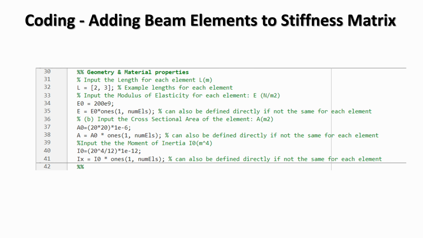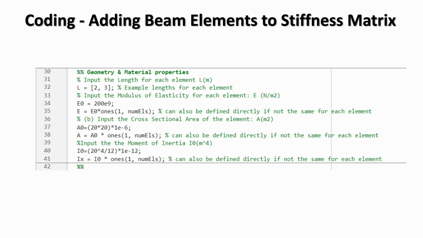On this slide, we define the geometry and material properties for the structure. These inputs are the values used to calculate the stiffness matrices for each element. We start with the lengths of the element L. Here we have two spans, so element 1 is 2 meters and element 2 is 3 meters. We enter these as a vector, 2, 3. Next, we define the modulus of elasticity E. In this example, I'm assuming that both elements are made from the same material, steel, which has a modulus of 200 gigapascals. We'll write this as a single value and then expand it to a vector of length num-Ls, or the number of elements, so that both elements are assigned the same property.